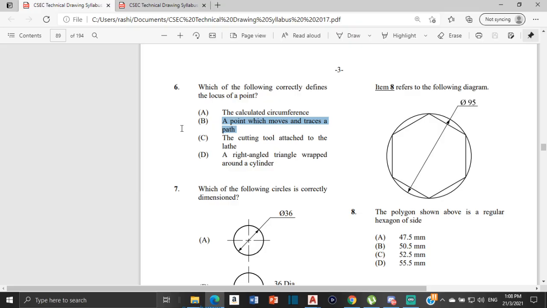And we looked at different loci drawings. We looked at the Archimedean spiral. We looked at the cycloid. We looked at the involutes of a square, involute of a circle, and we did all of those drawings already. So yeah, that's what I mean by locus. It is a point which moves and traces a path. All right, so number 6 would be B.